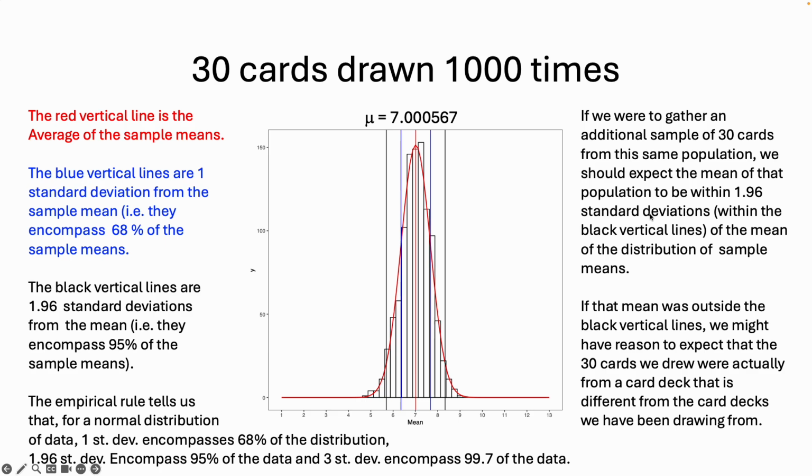If we drew a sample of 30 cards from the same population, and that mean was outside the black vertical lines, we would have reason to expect that the 30 cards we drew were actually from a card deck that is different from the card decks we have been drawing from to create this distribution of sample means. And that's basically how comparing means works. It's a question of inclusion. Does a new mean get included inside the 95% confidence interval of this distribution of sample means, or does it fall outside of that 95% confidence interval? And this is where the 95% confidence interval comes from, the fact that 95% of the expected sample means should fall within this range.